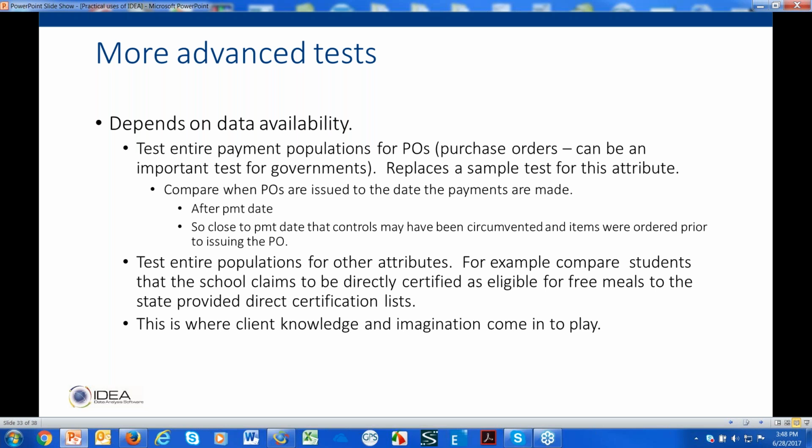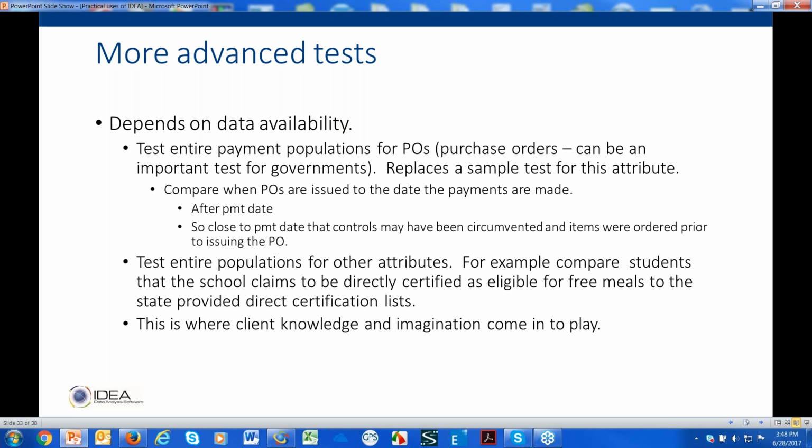identify all or most of the students that were claimed to be direct certified as actually being direct certified from the state. What that does is, that's usually the majority of the free and reduced population. So now when I do my sampling, I'm doing it on a much smaller population, just the free and reduced people that were done by an application, and I can get a much better test.